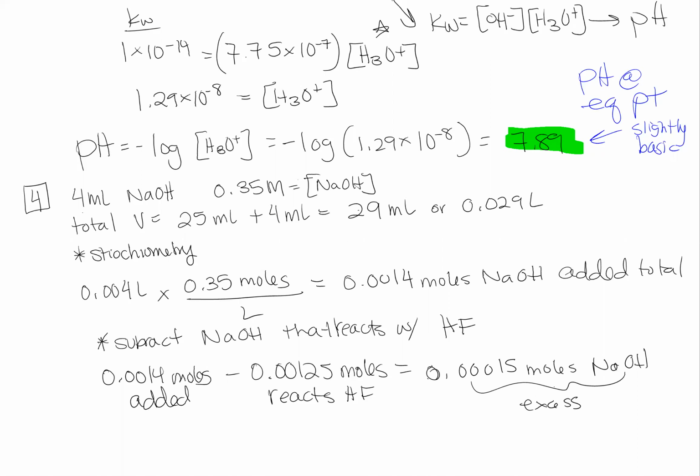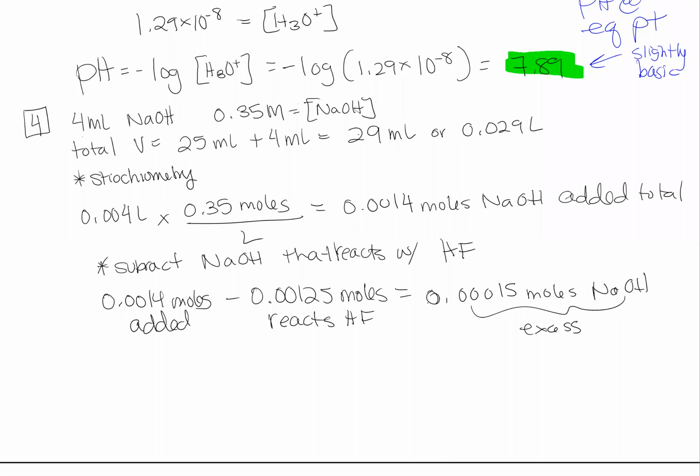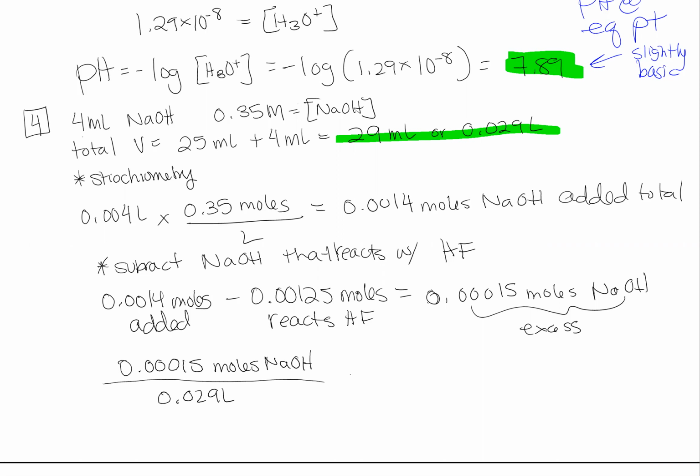So remember we had a total volume before of 29 milliliters. So I'm going to take those moles of sodium hydroxide that I have as an excess, divide it by my 0.029 liters of solution, and that'll give me a concentration of 0.00517 molar of my OH minus.